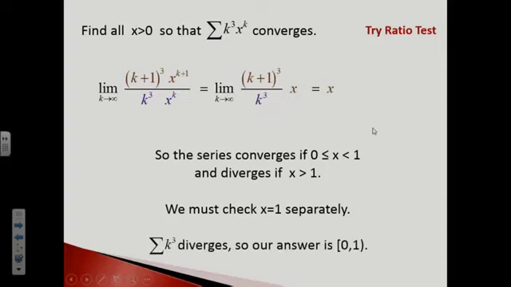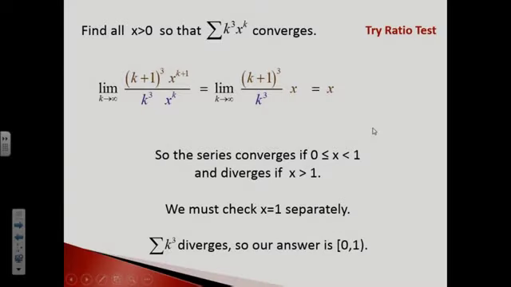When x equals 1, the series becomes sigma k cubed, which diverges by the divergence test. So the values of x for which the given series converges is the half-open interval 0 to 1.